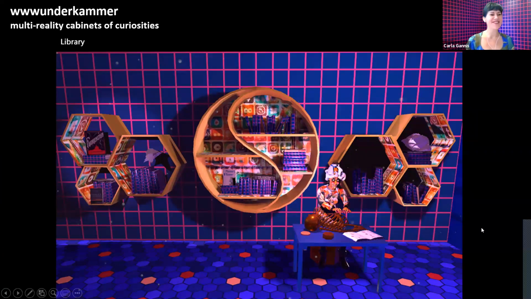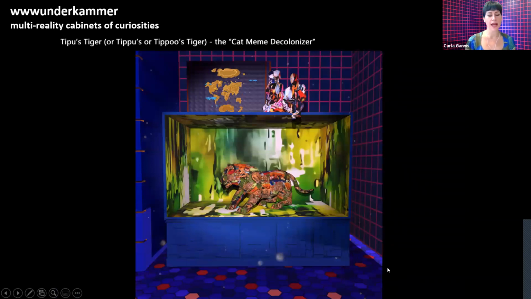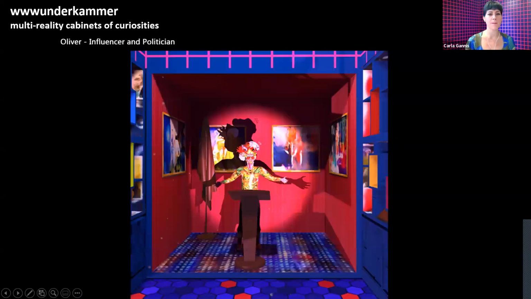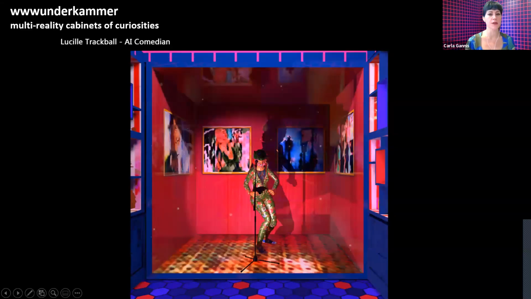And actually the background patterns for that are social media icons and different images of Wunderkammer from the past, or cabinets of curiosity from the past. Talking about new ways that we access data today. And many more cabinets. Here's Tipu's cabinet. And Oliver, who is the politician and influencer. The images hanging behind him are products of training Playform on world leaders.